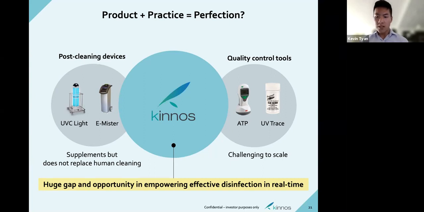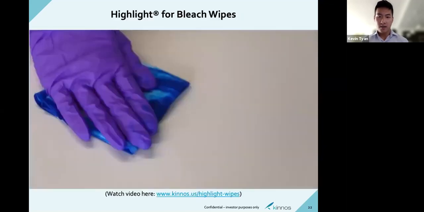And so whereas post-cleaning devices like UV lights or e-misters can be effective as a supplement, you'll still have instances where you require good, effective human cleaning with good technique, good practice to wipe away any bioburden. Similarly, quality control tools like ATP or UV trace are great as a retrospective check, but you can't scale that up to every square inch of a hospital surface. We want at Kinos to really empower human behavior with real-time feedback and bridge that gap between product and practice.